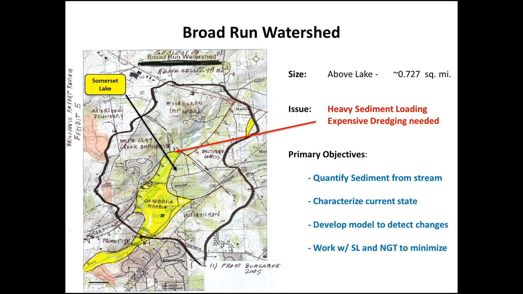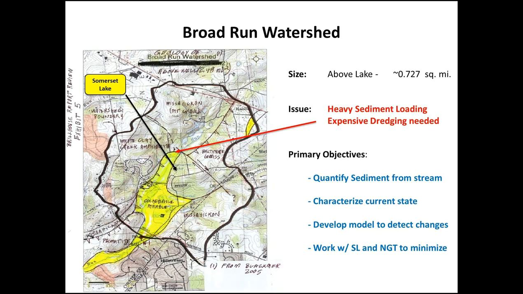And every couple of years, they have to spend a couple $100,000 and bring in dredging and pull all that sediment out. And so the objective was to figure out how we can quantify this, what is coming in, and then characterize what the current state of the watershed is and develop a model that will be sensitive enough and accurate enough to detect changes, either negative changes in the watershed because of development or positive changes in the case of making improvements in the discharge area, the banks, and so on to reduce sediment. And then to work with the township in Somerset Lake to get grants and other monies to do this on a long-range program, because this is not the kind of program that can be done in a couple of years.